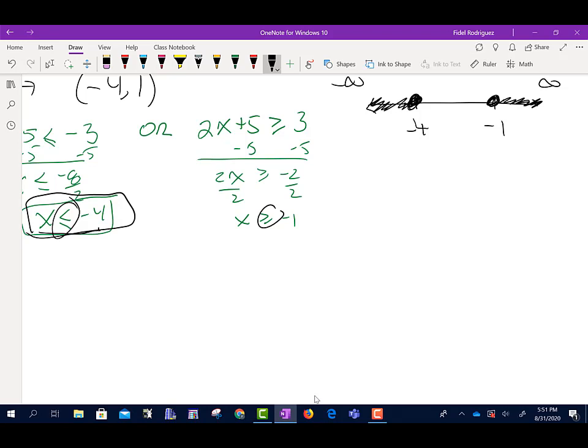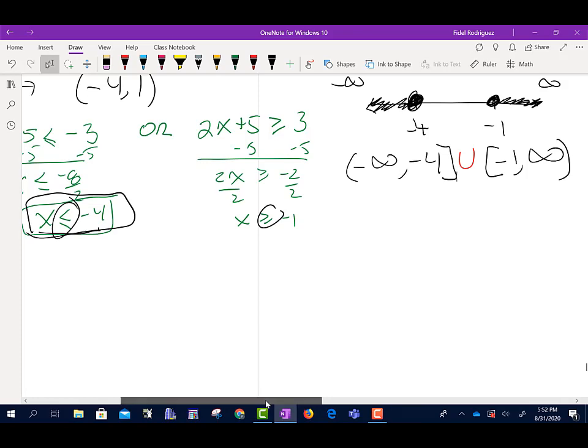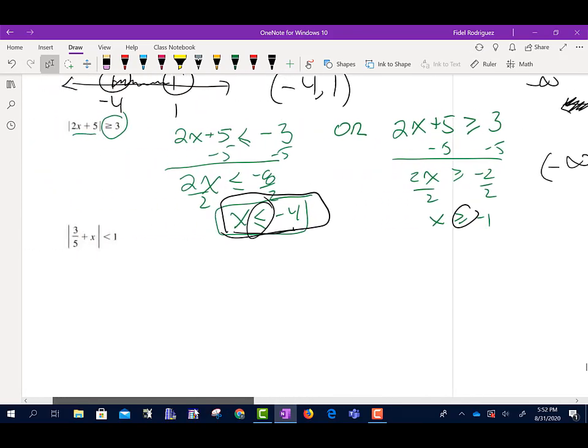Okay? So now, when I write my answer in interval form or interval notation, I'm going to go from negative infinity to negative 4, bracket, because the circles are filled in. I'm going to start up again at negative 1 to infinity. And if you remember, we're going to put the union symbol because we're connecting those two pieces, right? It's all about you. Alrighty.